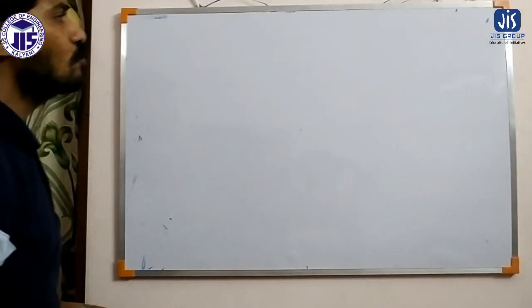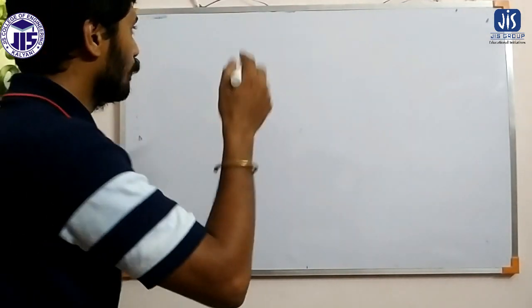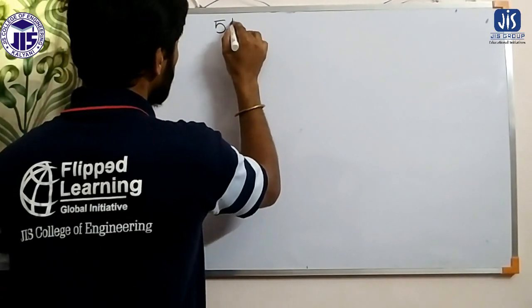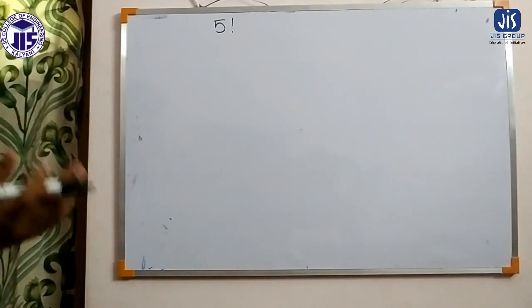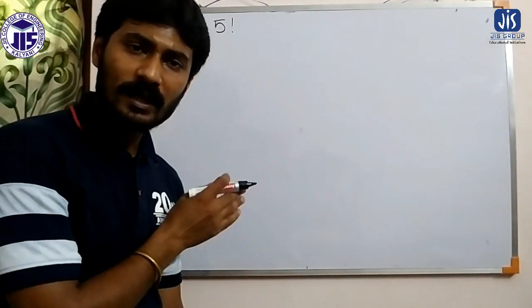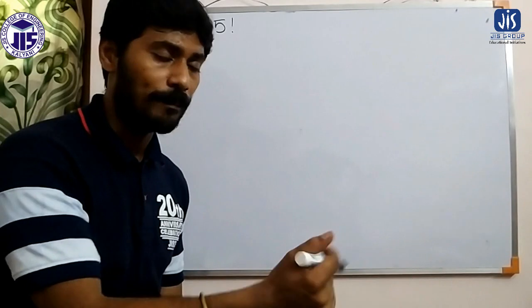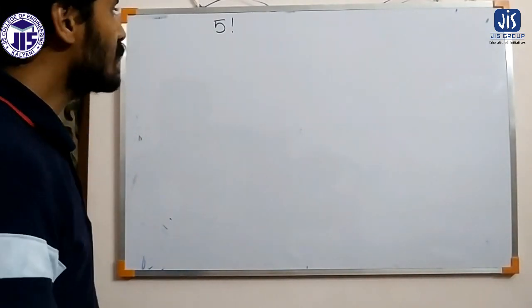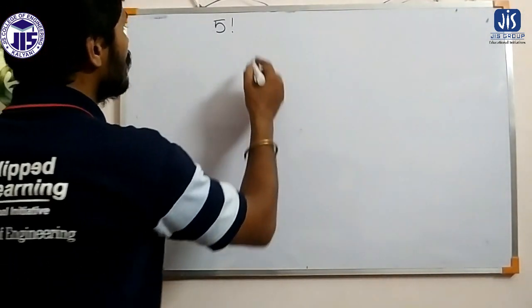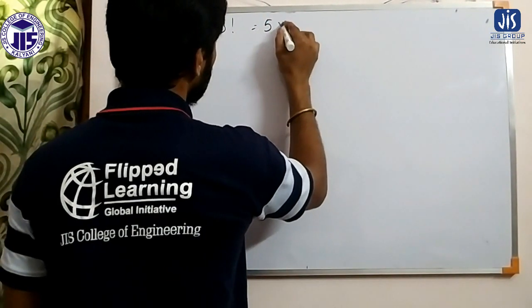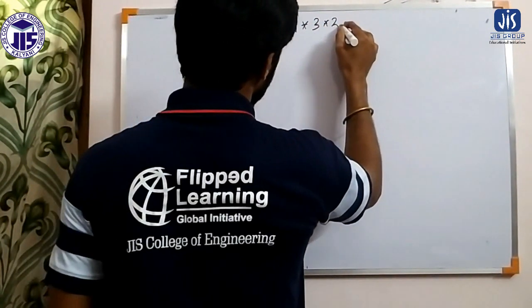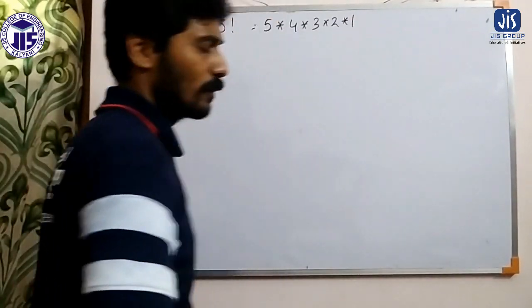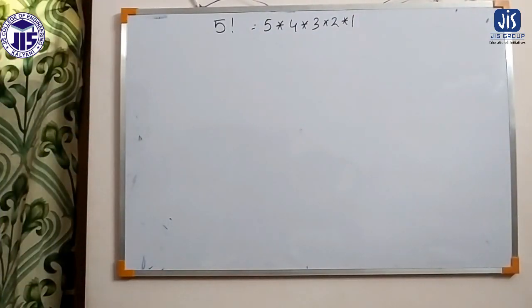So first let us assume we have to find the factorial of 5. In this 5 factorial, we can apply the concept of recursion. First, why will we apply recursion? Then how will we apply recursion here? So if I say 5 factorial is equal to 5 into 4 into 3 into 2 into 1, that is 5 factorial. Okay, all of us agree.